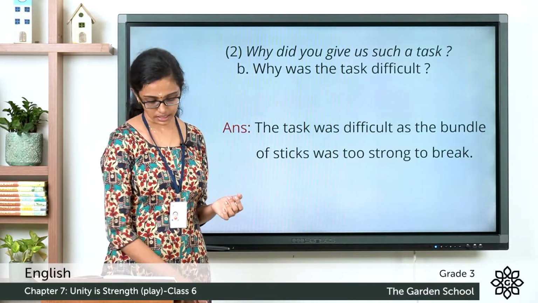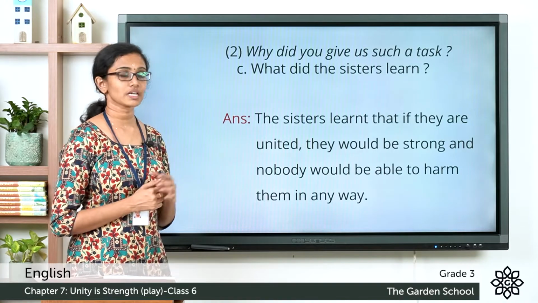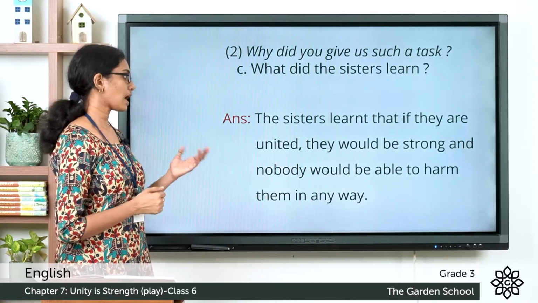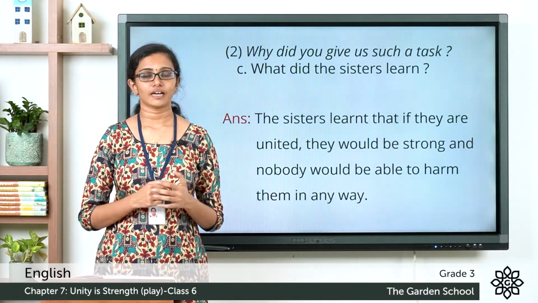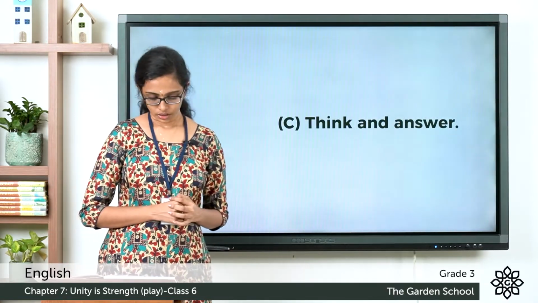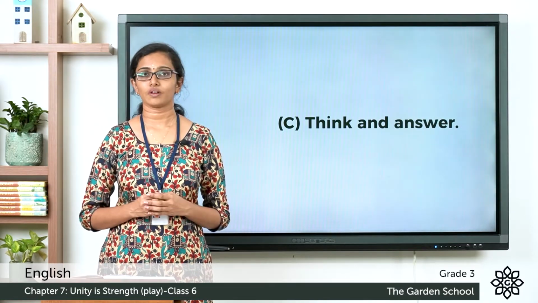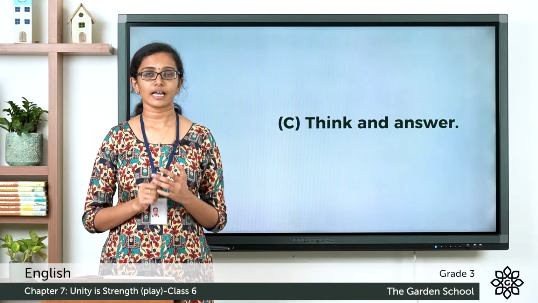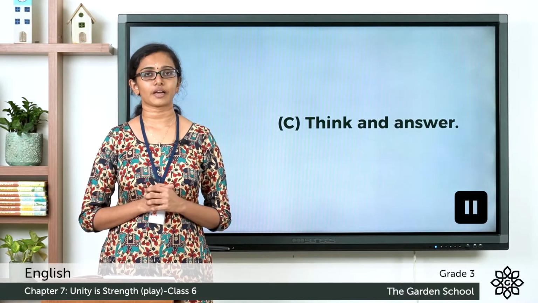Now the next question. What did the sisters learn? The sisters learned that if they are united, they would be strong and nobody would be able to harm them in any way. Now section C, think and answer. There are 3 questions given here. You have to read these questions carefully. Then you have to note down your answers in your notebook as an activity now. Please pause this video, finish writing the answers and come back.